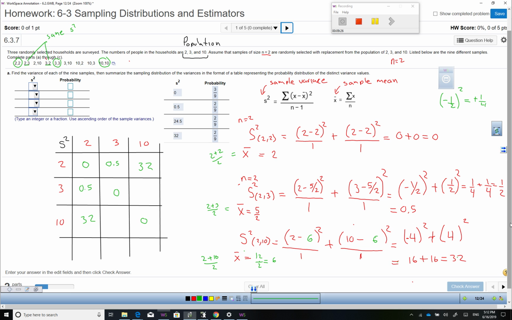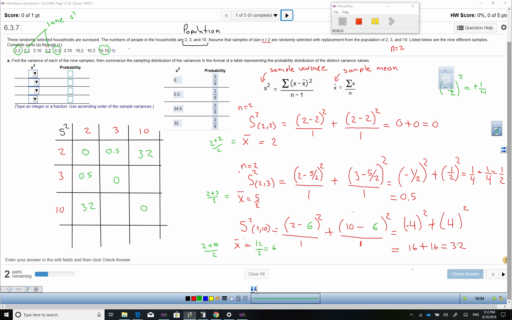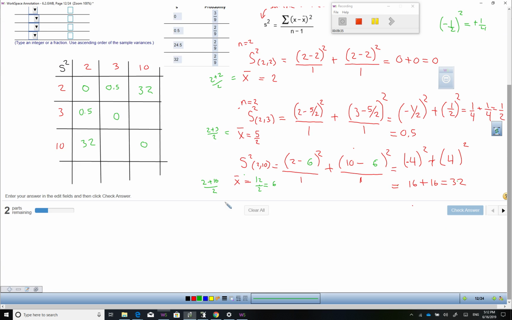Let me continue doing the last combination, which is 3, 10. Okay, let me do 3, 10. The sample variance for 3, 10. I need to find the mean again. First of all, the mean will be 3 plus 10 is 13. 13 divided by 2, divided by the number of elements.